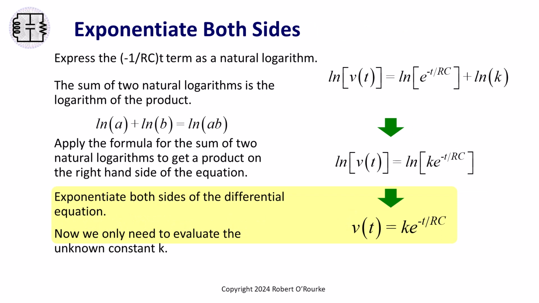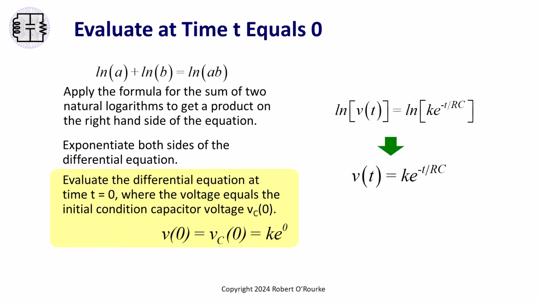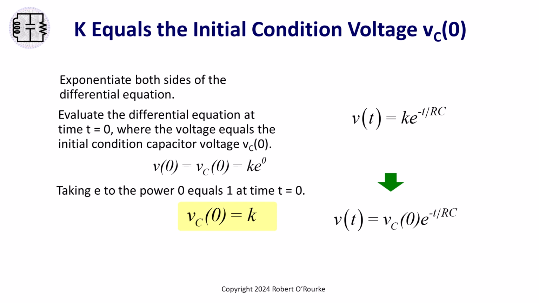Finally, we can exponentiate both sides of the equation to get an expression for v of t, where the constant k is still unknown. We can find the value of k by evaluating the equation for v of t at time t equals 0, where the exponential term goes to 1. We also know that at time t equals 0, the voltage is only the initial condition capacitor voltage V sub C naught. This means that the unknown constant K equals V sub C naught.